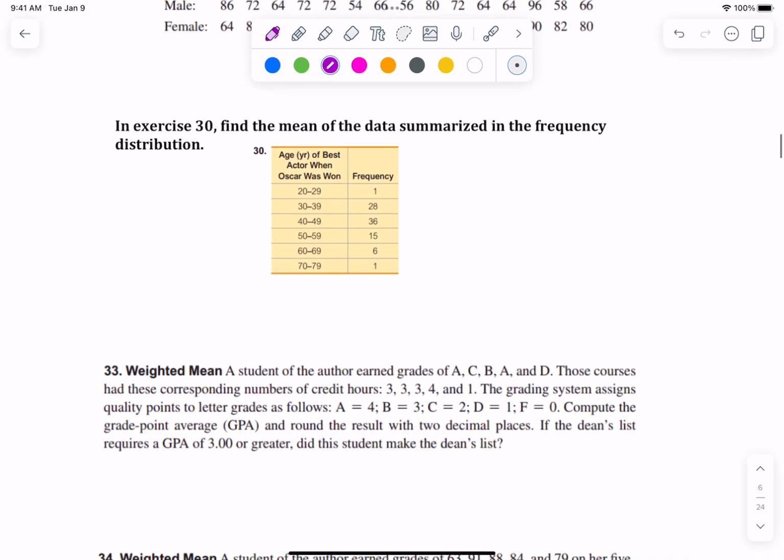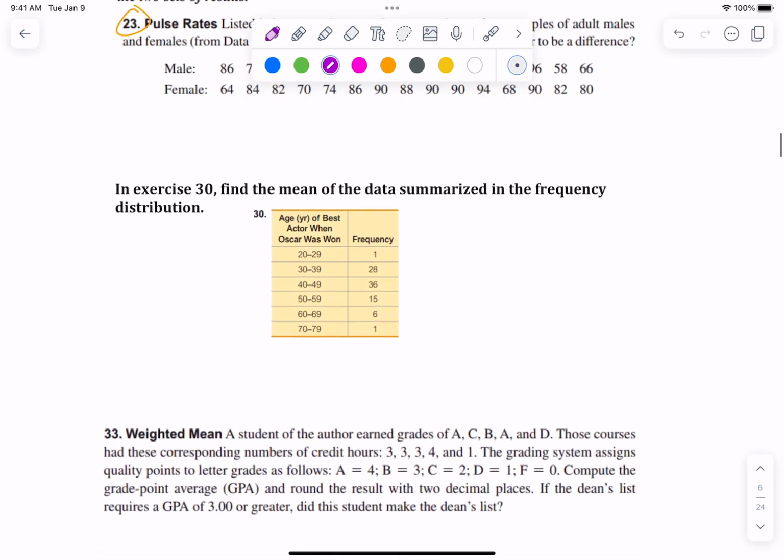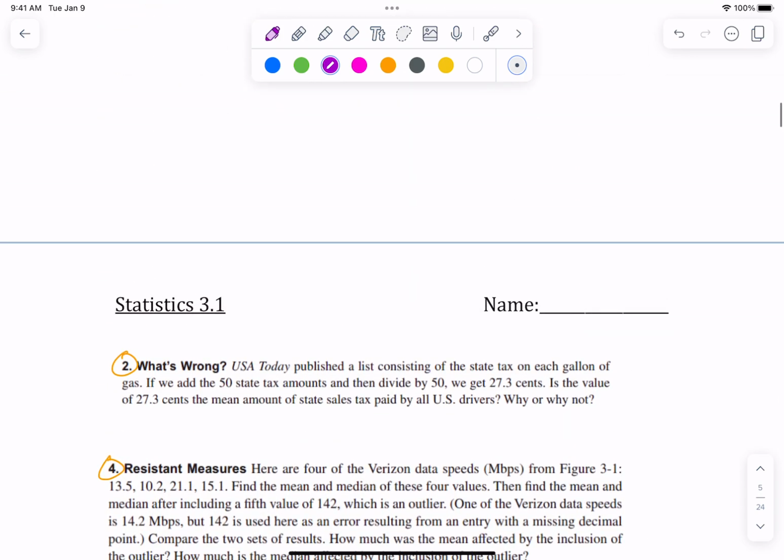That's all I have. Some of these take a bit of time, so I would not wait to do all of them. All right? Okay.